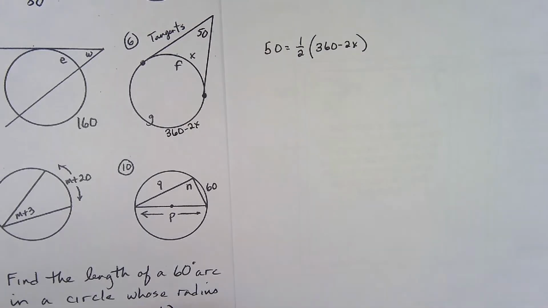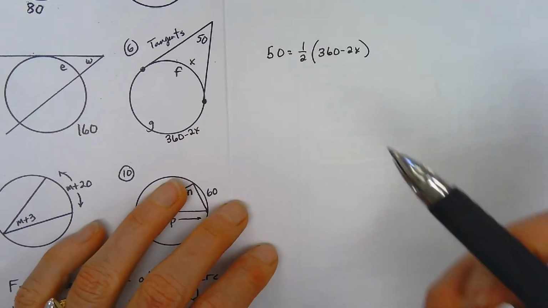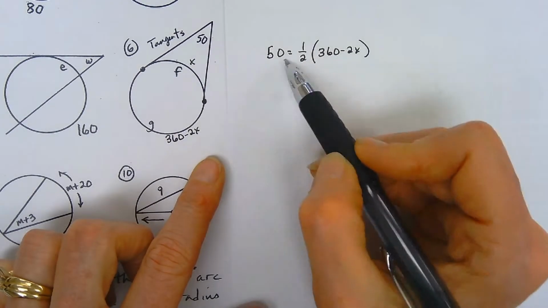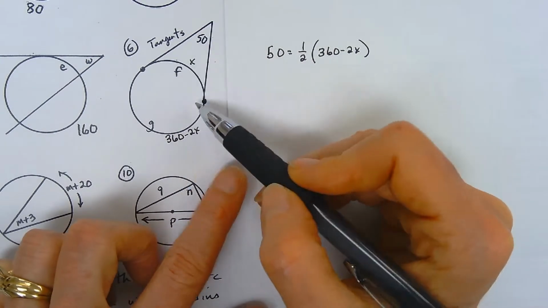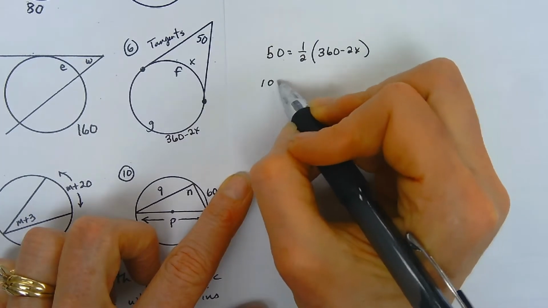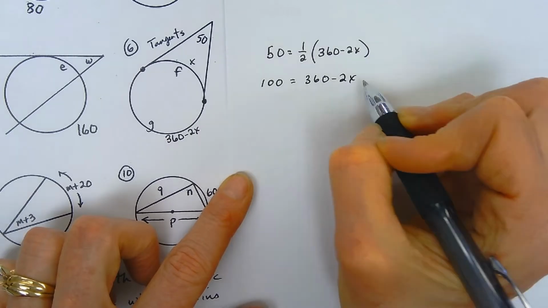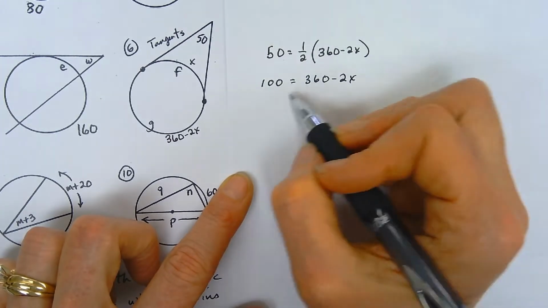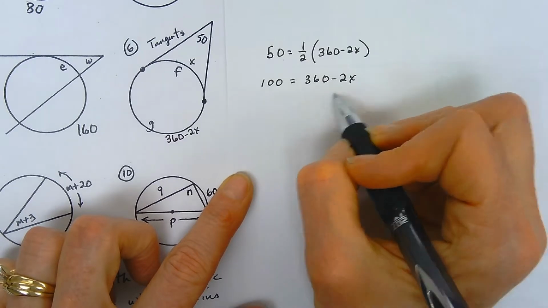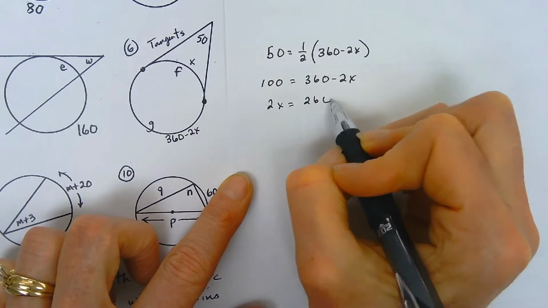So I got cut off a little bit, and so I'm going to pick up number 6 where I sort of left off, where 50, the exterior angle, was half the difference of the arcs. Simplified, then I multiply both sides by 2 and get 100 equals 360 minus 2x. And then solving for x, I'm going to add 2x to both sides and subtract 100 from both sides at the same time. So 2x equals 260.